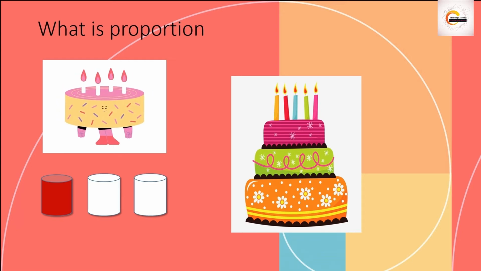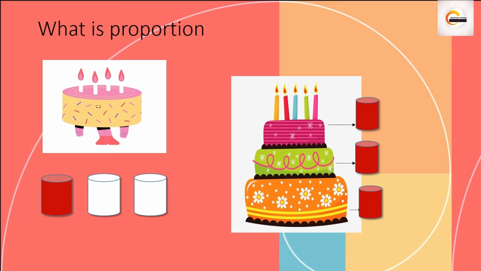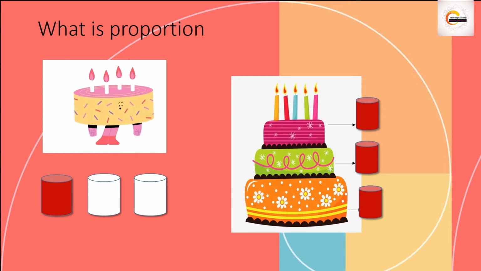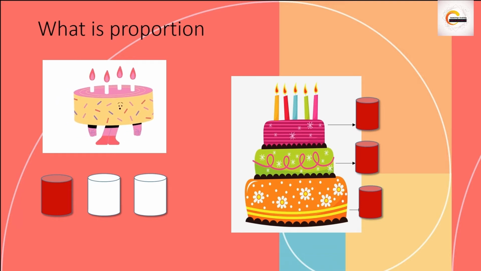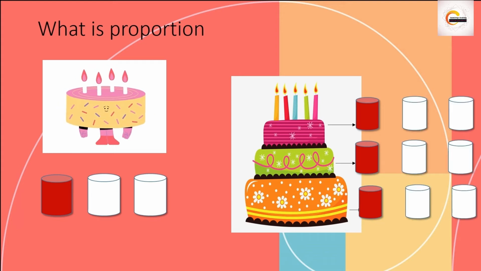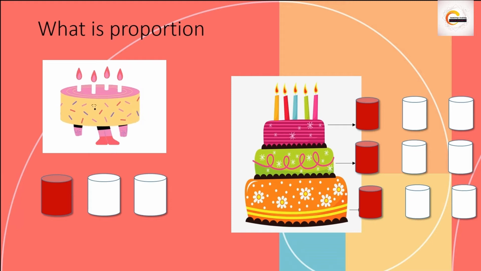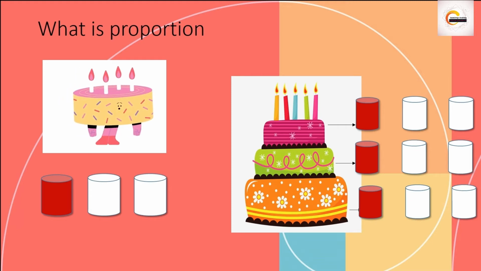Correct. We will increase each quantity 3 times like this. Instead of 1, I will use 3 cups of cocoa powder. That means 1 multiplied by 3 makes 3 cups of cocoa powder. And I will use 6 cups of flour. That means 2 multiplied by 3. I have increased the quantity like this.